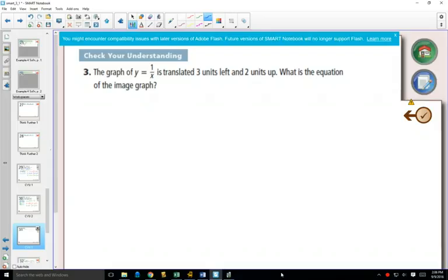So, number of ways that we can do it. You could go just right to the answer in this question. So if I started with y equals 1 over x and I wanted to go 3 units to the left, the 3 is going to be x plus 3 where the x was, and 2 units up, plus 2. Excellent. So this is how we could go directly to the equation.